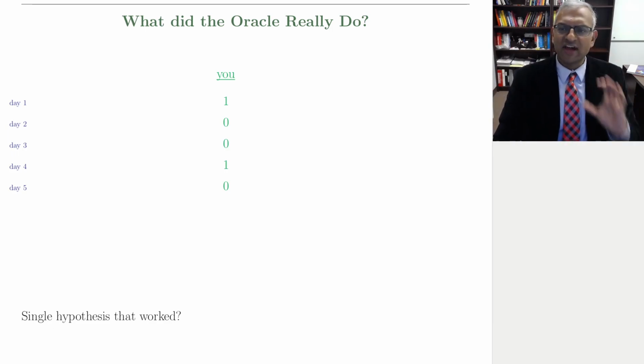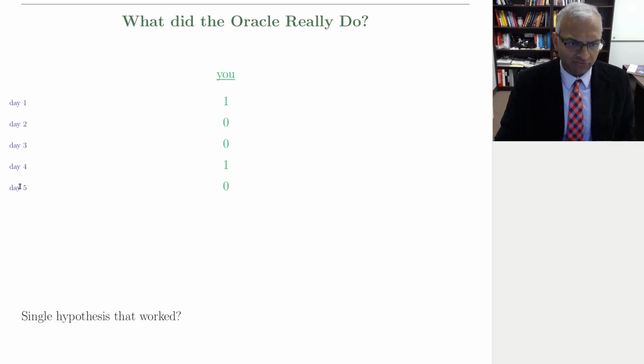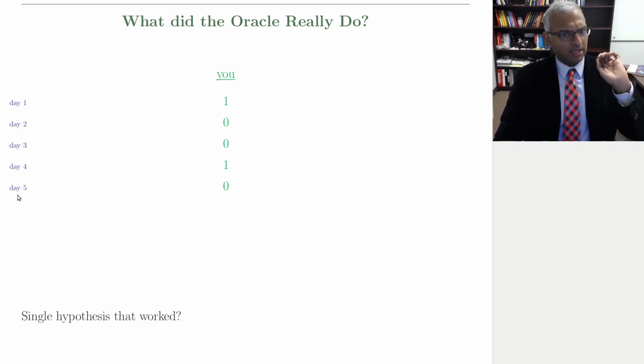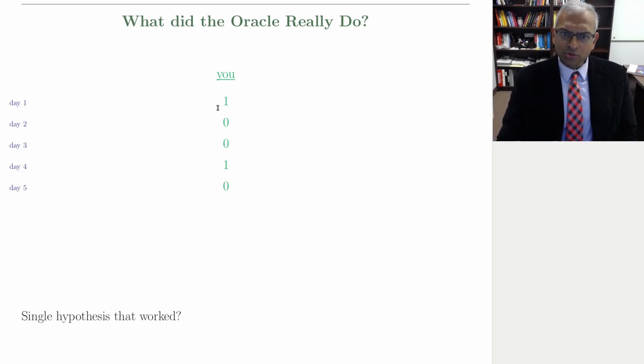Your data points are the five games. Day one, day two, day three, day four, day five. So five games occurred. And on these days, you predicted 1-0-0-1-0. Let me pass that for you: you predicted home, away, away, home, away. And indeed, all your predictions were correct.